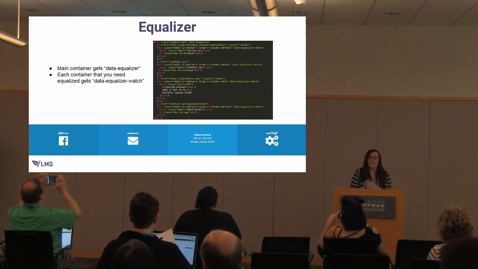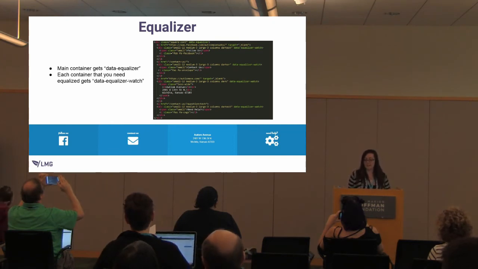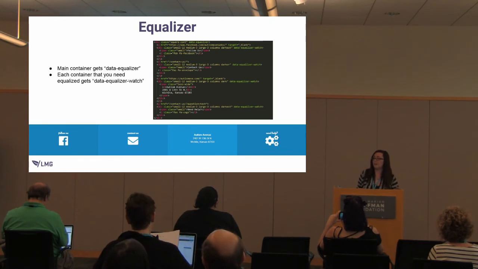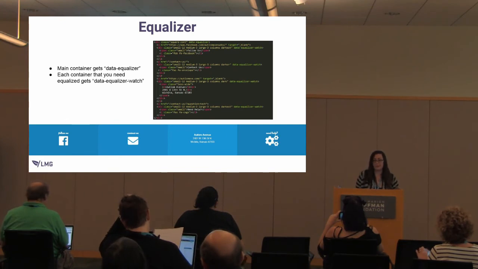This is really easy to set up. How you add this is that in your container class, you just add the attribute of data equalizer, and then to each column within the container, you add the attribute of data equalizer watch. What this is going to do is watch for the heights of all the other ones with it, and then adjust them automatically.